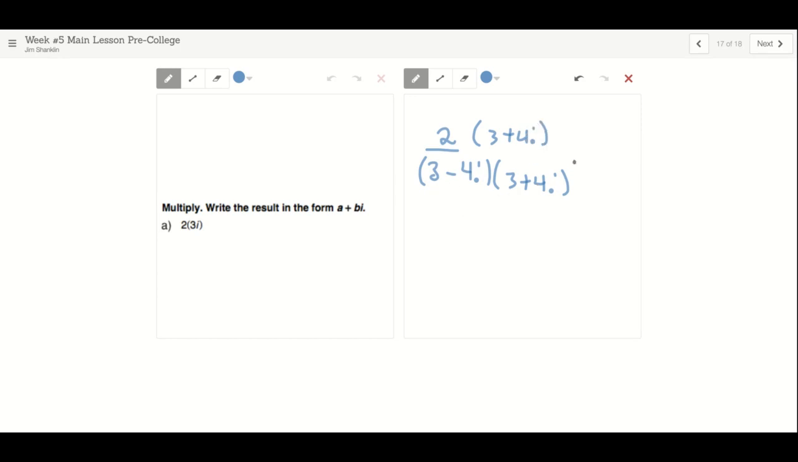If I multiply the bottom out, and I always do the bottom first, so that's going to end up being 9 minus 16i squared, which is 9 plus 16, which is 25. And then the top, I might just rewrite that as 6 plus 8i. That is an advanced problem, where you have to get rid of the i in the denominator.